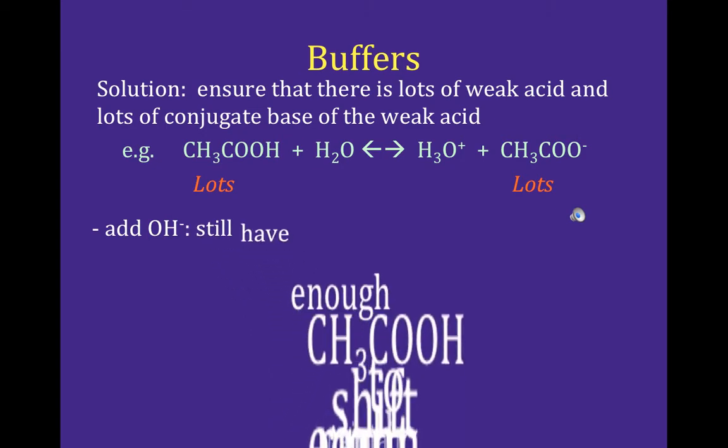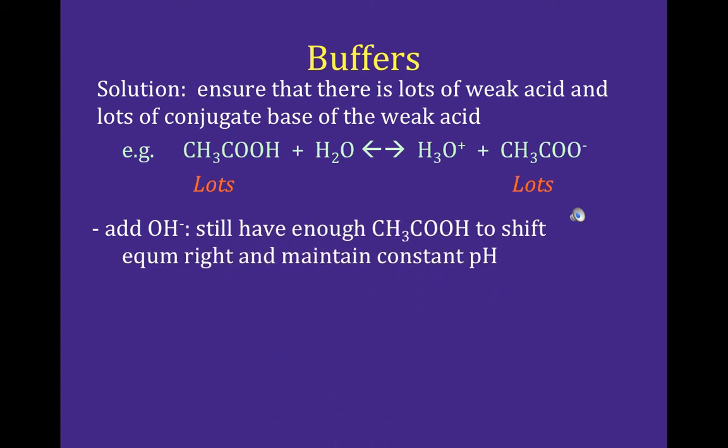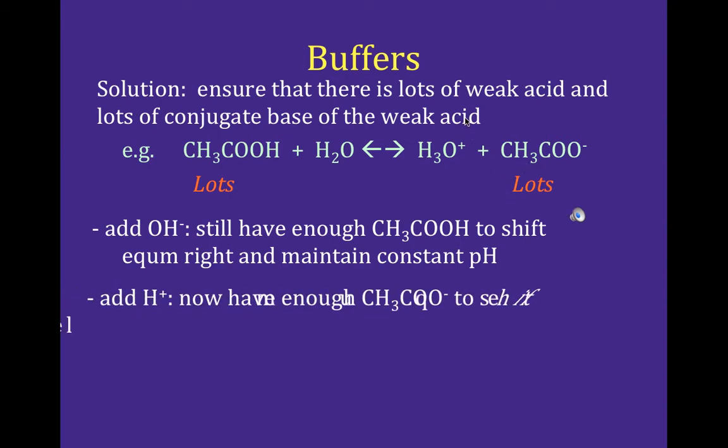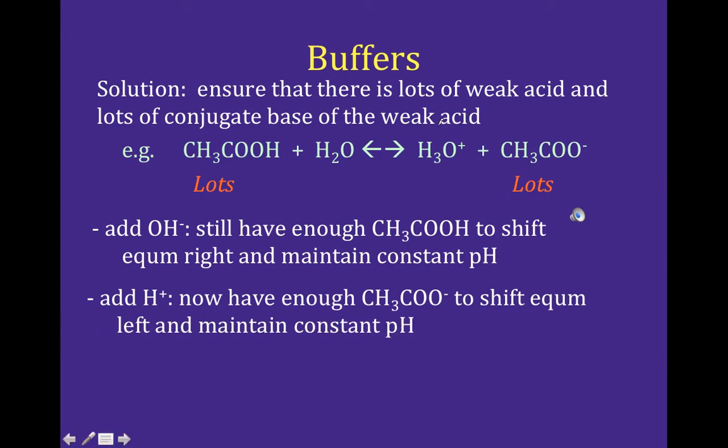Now, nothing changes for the OH minus, it still applies. Because we have lots of CH3COOH, it has no problem shifting to the right. But now we have lots of the acetate ion. So if we have the addition of H plus, and we want to use some of it up and shift left, now we have plenty of this to react and shift it over. And a buffer is going to be good until we run out of either the conjugate acid or the conjugate base. Once we run out, it's no longer buffered.